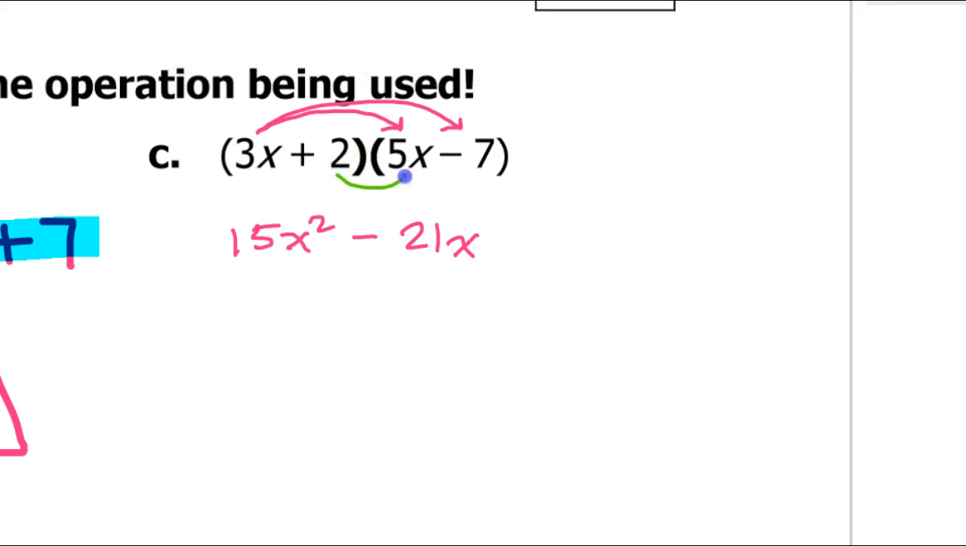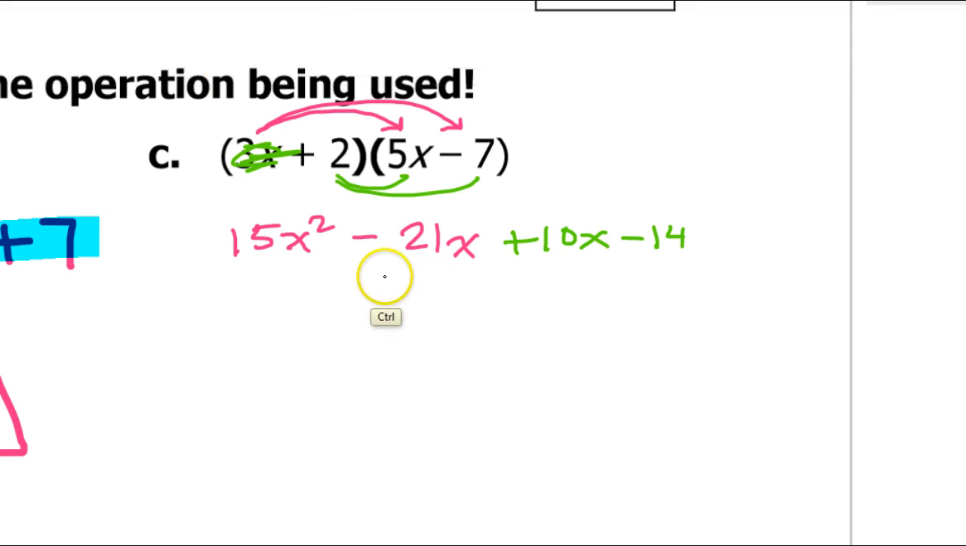Okay, now I'm going to distribute the 2. So now I'm really ignoring the 3x. So that would be 2 times 5x is going to be 10x. And then 2 times negative 7 is negative 14.